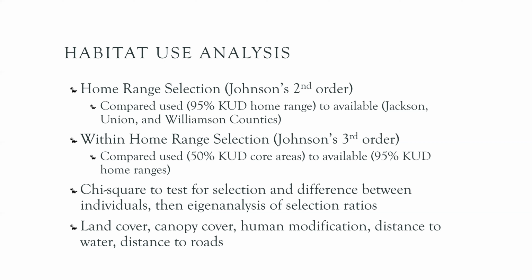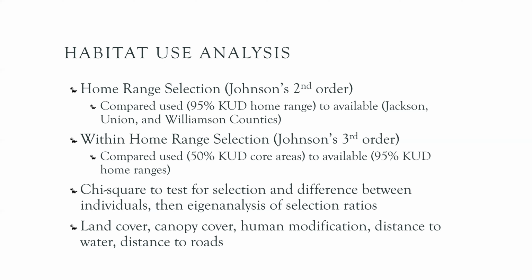I used chi-squares to test for selection and also for a difference between selection and individuals. And then I used eigenanalysis of selection ratios to really visualize what that selection looked like for all of those individuals. And I did this analysis across 5 sets of habitat variables.